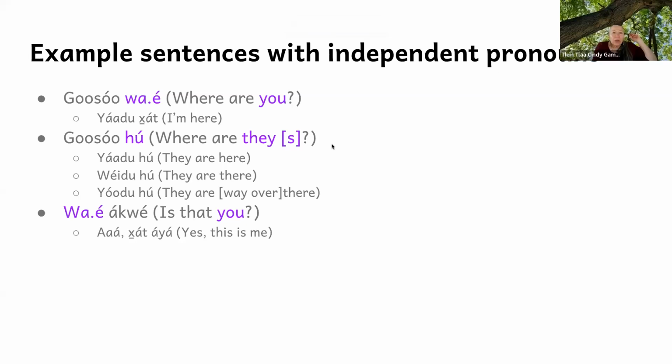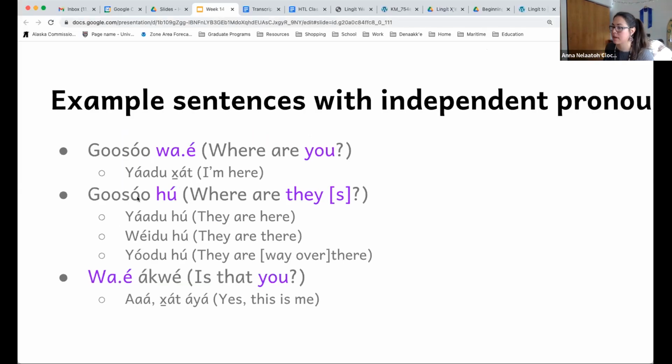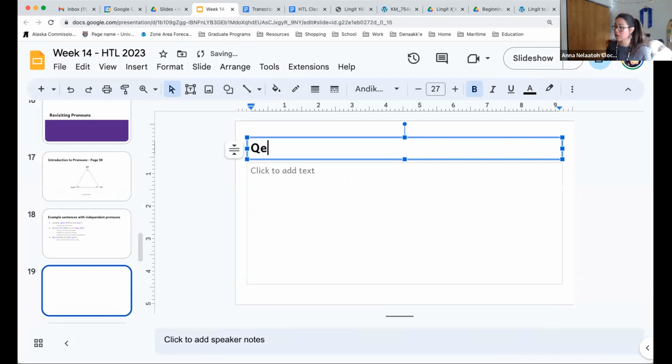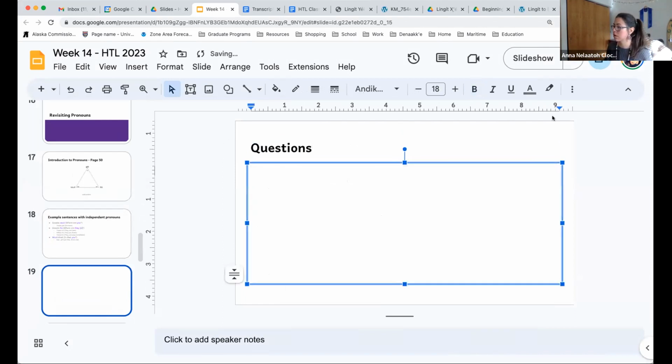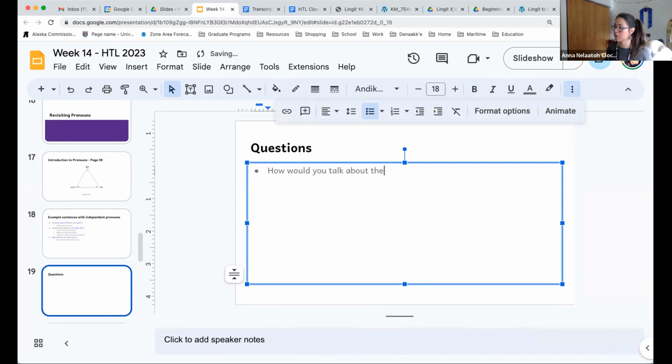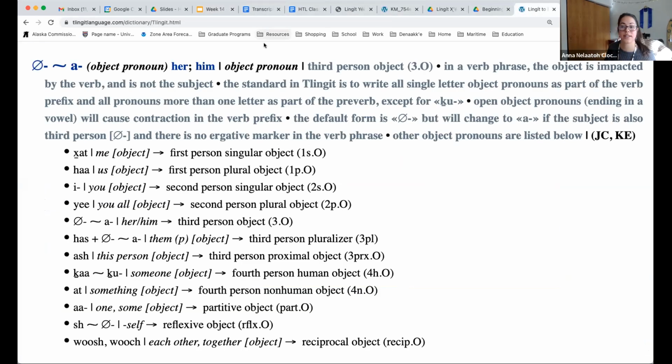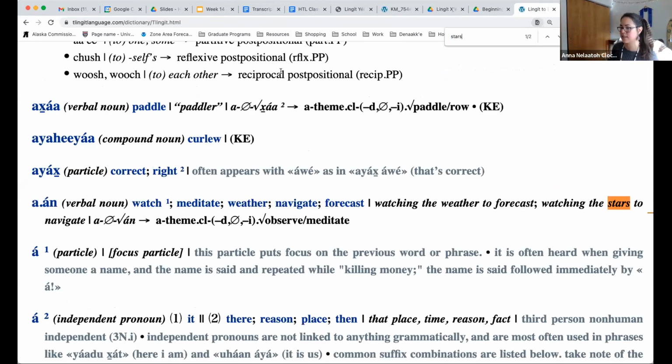Okay. How would you talk about the stars? Ooh, that's a good question. I don't know. I can ask Jenny when he mentors me. And one thing I would do right off the bat is search for stars and see if there's example sentences just in case.